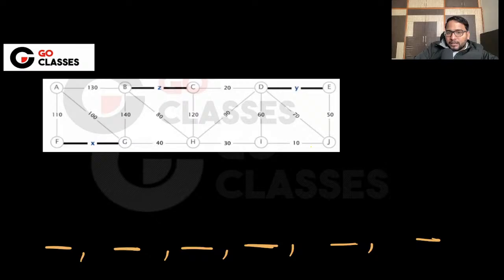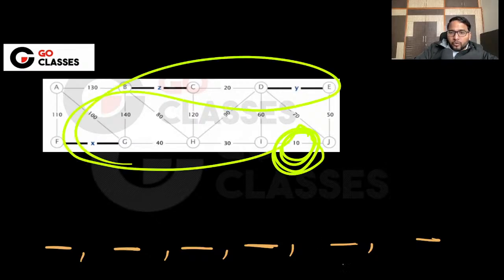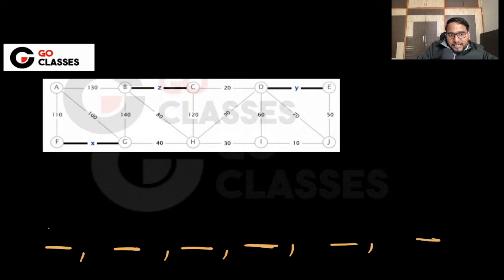What is the minimum here? 10. Is 10 forming a cycle with XYZ or anything? No. So I think 10 will be there, which is IJ, right? Which is 10. What is the next minimum? The next minimum is 20. It is also not forming a cycle, right?